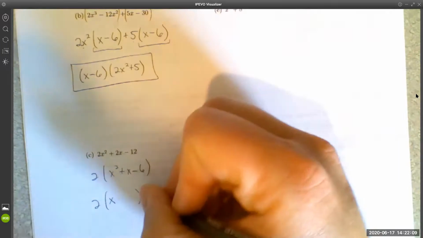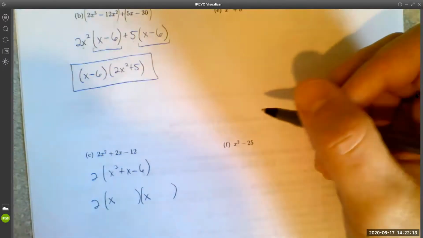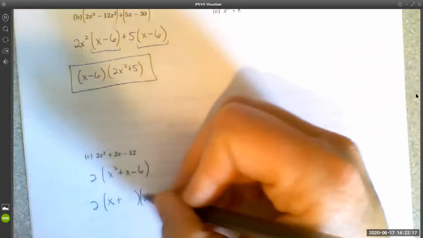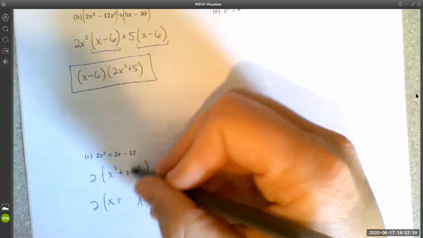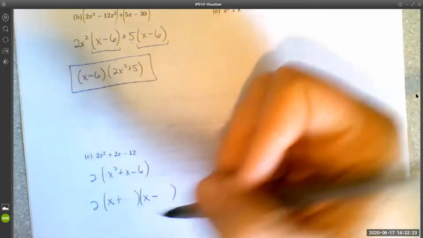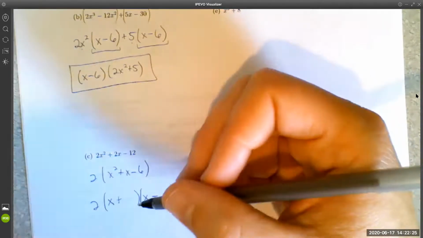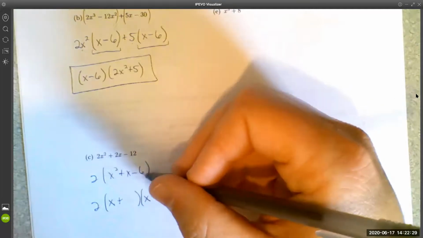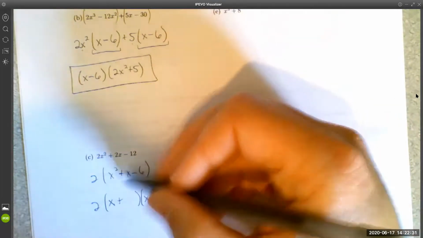And I know that they've got to have an x and an x here in order to give me an x squared there. I also know that one of these things has to be positive and the other one has to be negative, because that's the only way I'm going to get a negative 6 in this third location. And then finally, the two numbers that I put here need to multiply together to be negative 6, but then they need to add up to be a positive 1.